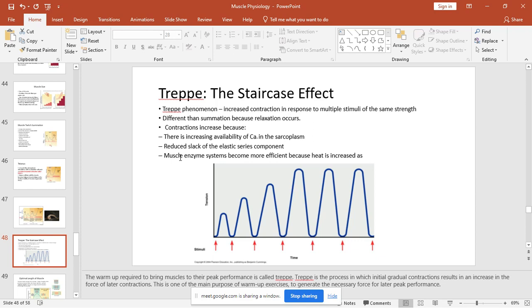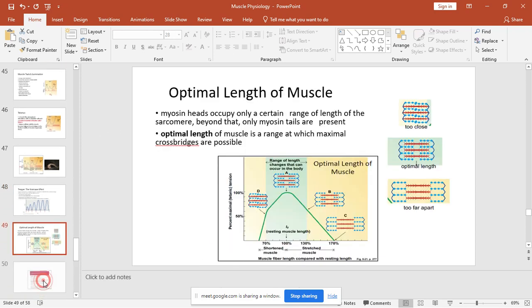But of course, we know that the body has mechanisms in place for that temperature not to be exceeded. So that's basically what is known as the Treppe effect. In the Treppe effect, we are saying that the initial stimulus helps us to have better contraction, better muscle tension, in subsequent contractions, basically. Okay, moving on.